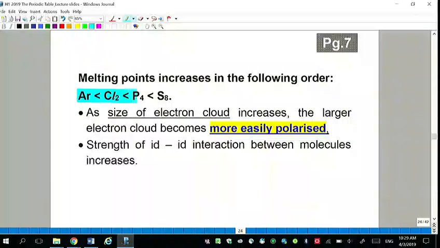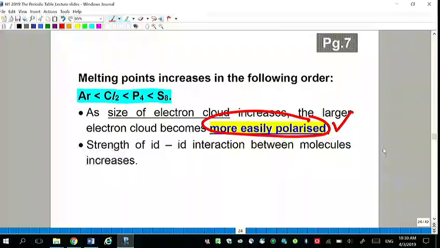This trend you need to know by heart. Argon has the lowest melting point, followed by chlorine molecule. The one with the highest melting point would be S8. Because the size of electron cloud increases, a larger electron cloud is more easily polarized or more polarizable. Take note of this term, often missed out in your explanation to compare the strength of your ID-ID interaction. More easily polarized, so that is why the strength of ID-ID interaction increases. So can you just put an asterisk for this to describe it to become more easily polarized? Take note.